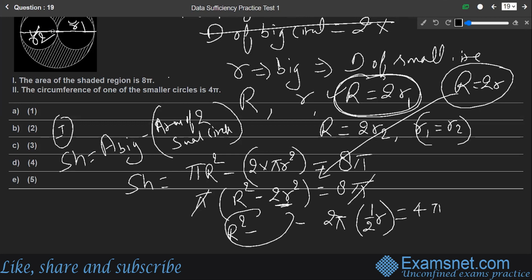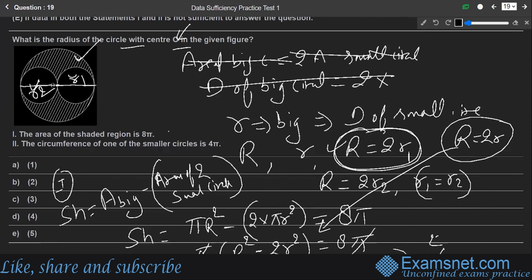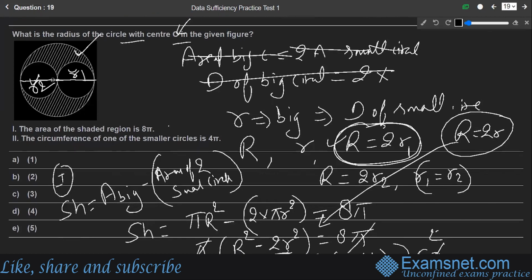When we have done the half of it, that is 4 pi. By this logic we can get pi and pi cancelled, 2 to the 4 and 2 to the 4 also, so r value is coming out to be 4. So the radius of the small circle has come out to be 4, and this is how we can answer the radius of the circle centered at O.